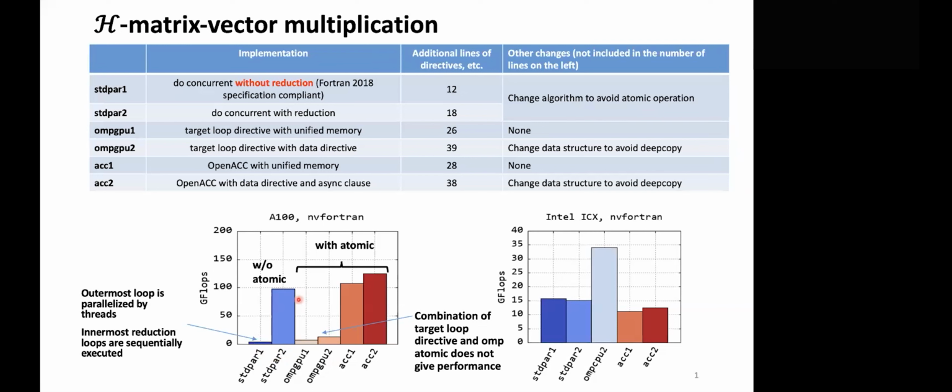Although STD par 2 has comparable performance to OpenACC, it is more expensive to implement because the algorithm has been modified to avoid using atomic operations. And it seems that the combination of target loop and atomic operation in OpenMP is not good. The CPU execution results show that do concurrent outperformed OpenACC CPU execution, but this performance was only half as good as the regular OpenMP implementation.